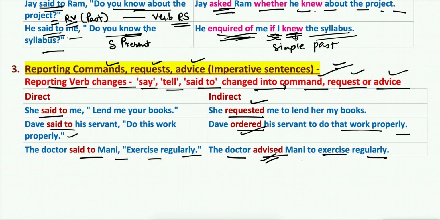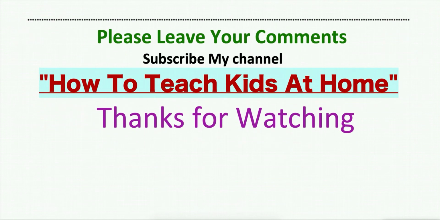So, this is all about direct and indirect speech. This topic is really very vast, but I tried my best to explain and cover all the points in a very easy and simple way, so that you can easily understand it and be able to solve the questions based on direct and indirect speech.